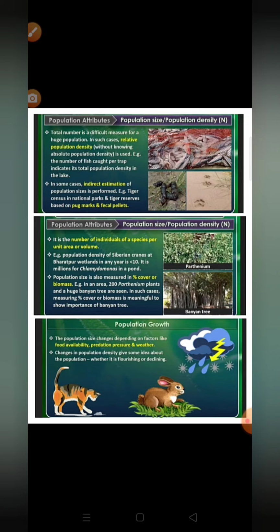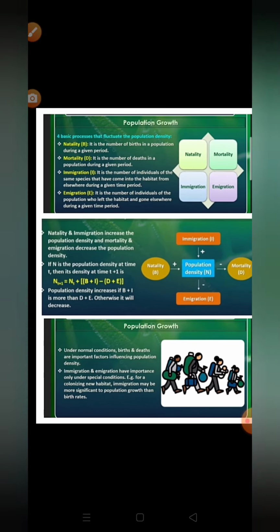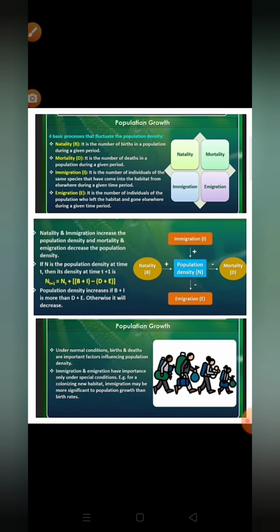And the changes in the population density give some idea about the population, whether it is a flourishing population or a declining population. Now, the four basic processes which fluctuate the population density or the population growth. What are those? Number 1, natality. Number 2, mortality. Number 3, immigration. Number 4, emigration.